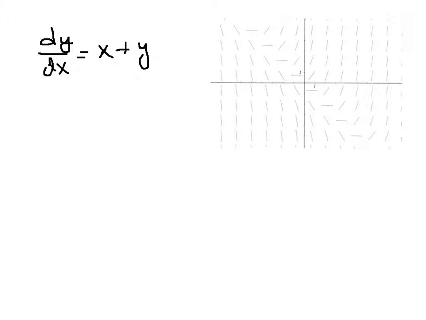More interestingly, look right along this line here. That's the same as the equation y equals minus x, and notice that in each of those places the derivative is 0. Over here in the fourth quadrant, both x and y are negative, and when you add two negatives together, it's going to be an even greater negative, so that's a very negative slope there.